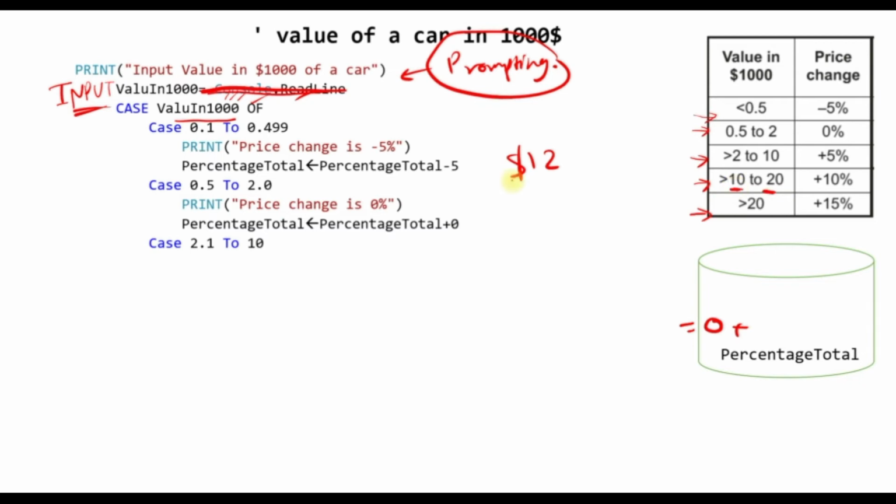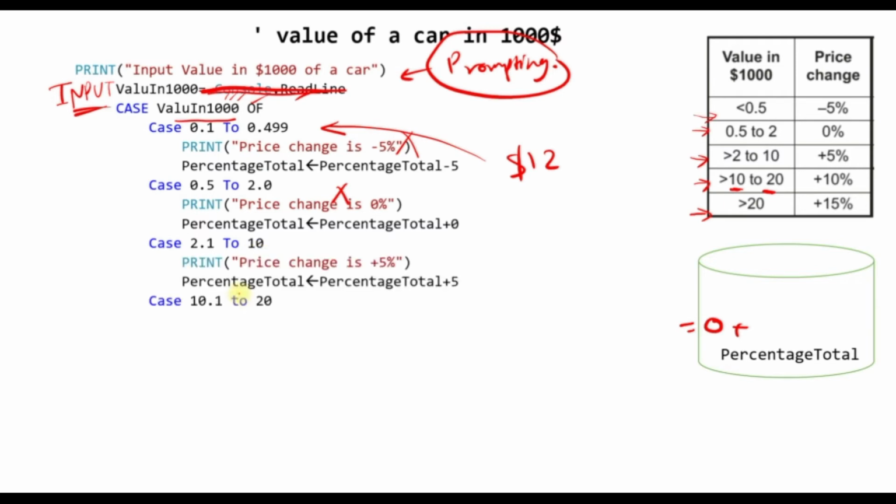So it will be one of these values, so between 10 and 20. So if he inputs 12, let's test the input now. Case 0.1 to 0.499, does it belong to these values? No. So we will skip this part, and then we will go to the next condition. Is it between 0.5 and 2? Also no. Is it between 2.1 and 10? Also no. We will skip this part. Is it between 10.1 and 12? Yes. What will happen between 10.1 and 20?